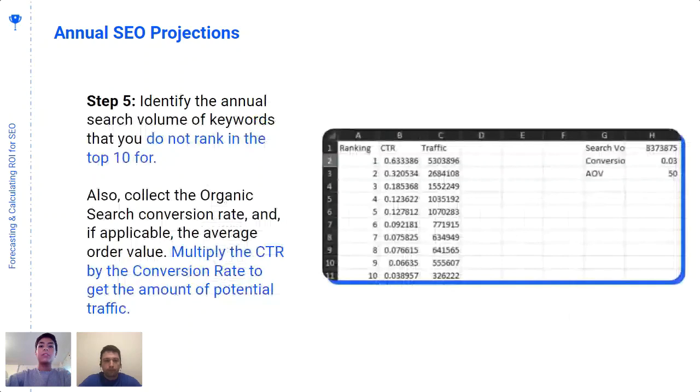And in step 5, you'll just need to identify the annual search volume for your keywords that don't rank in the top 10. From there, you're also going to need the conversion rate. And for most e-commerce sites, you'll want to include your average order value as well. So once you have these values, you'll multiply them to get the amount of potential traffic.